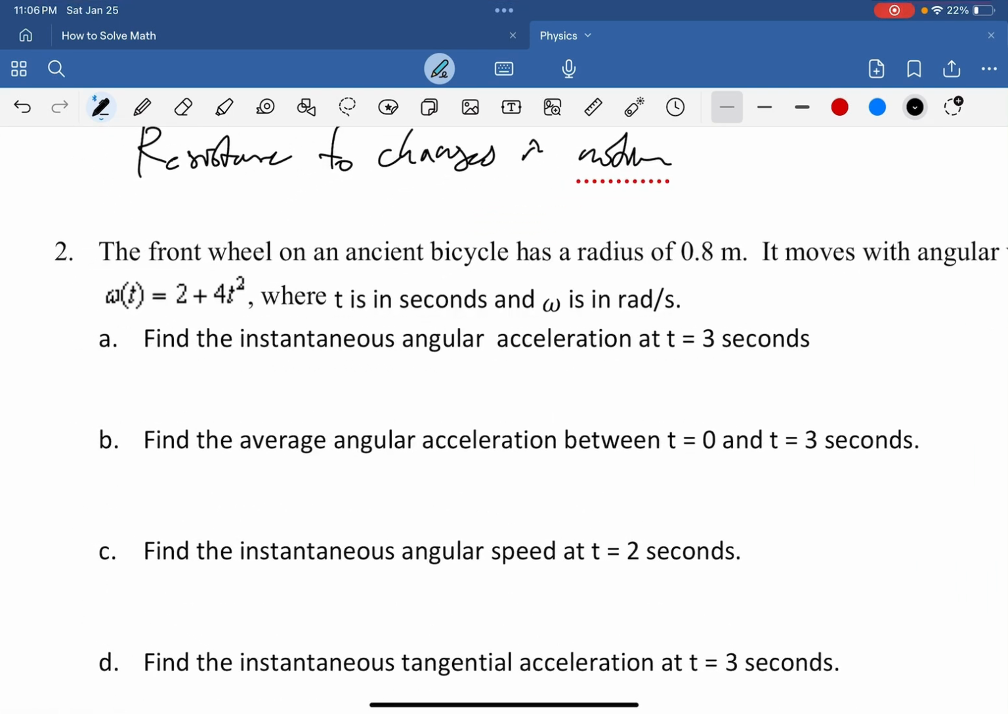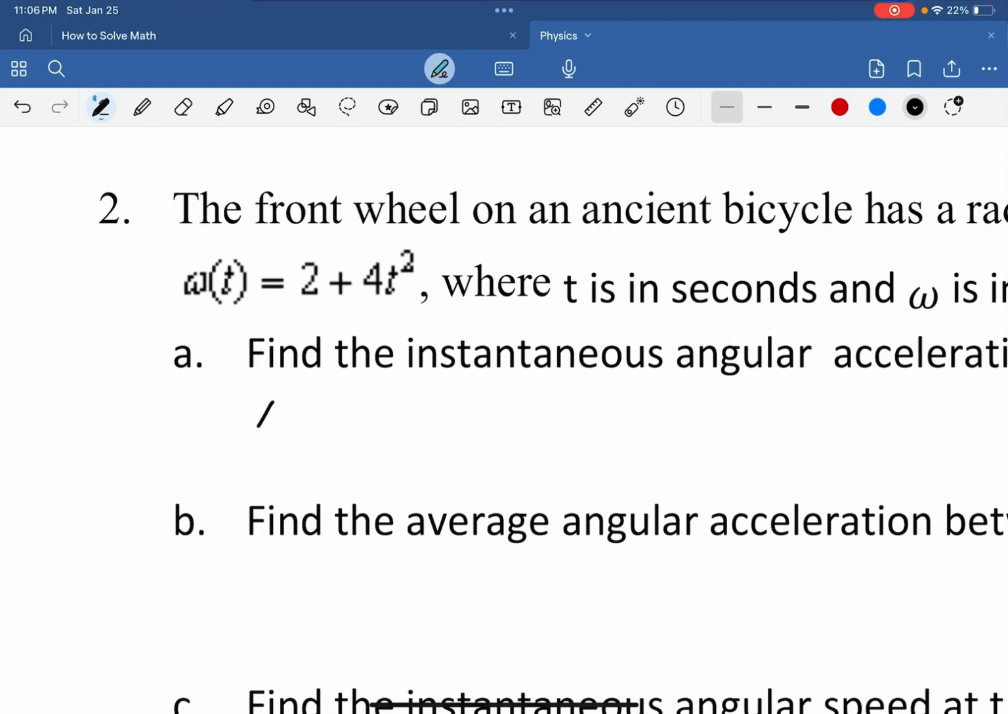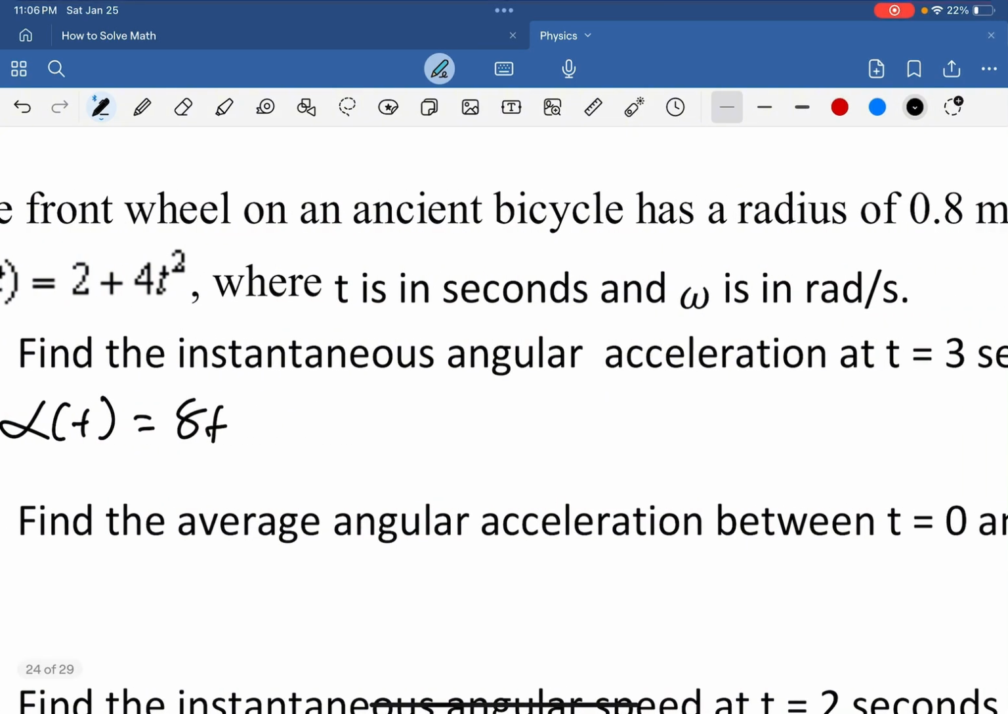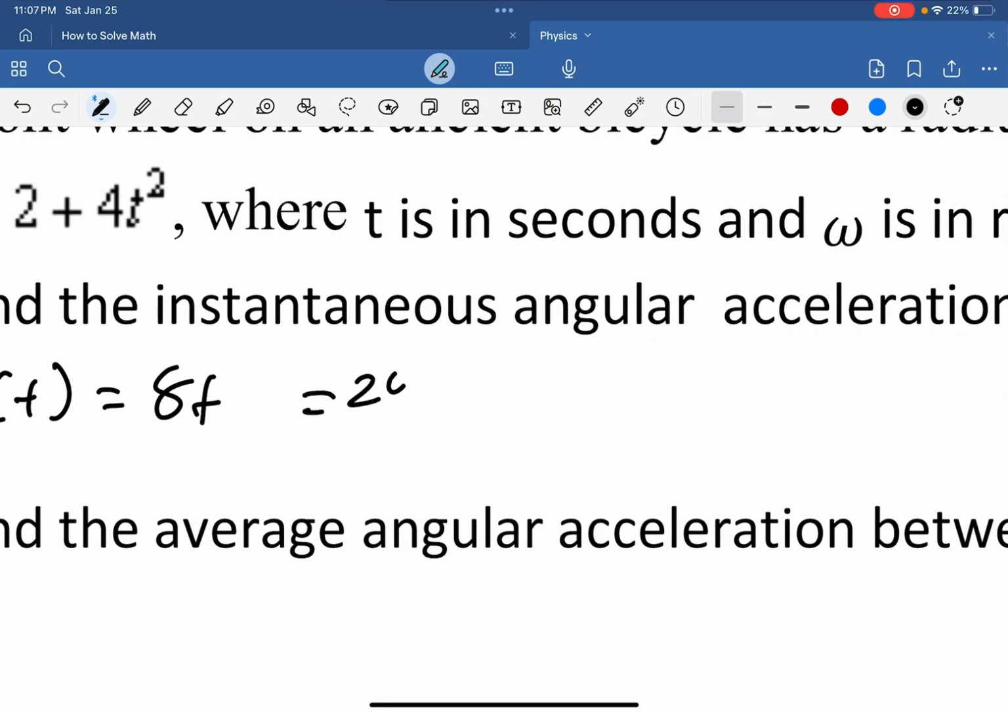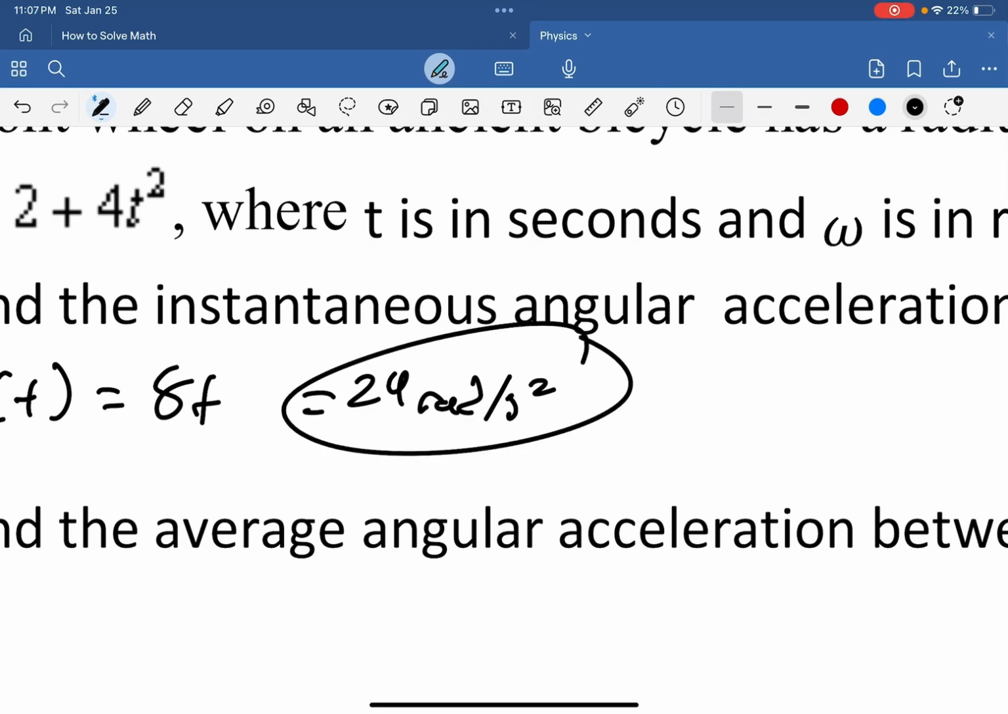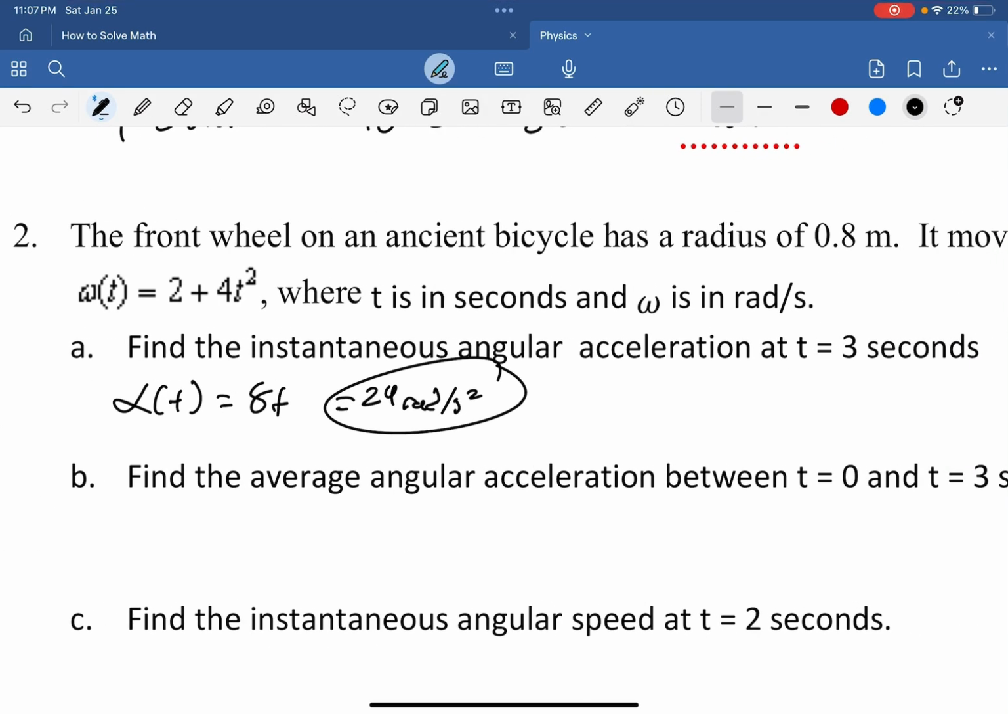Finding instantaneous angular acceleration at 3 seconds. So we know that instantaneous angular velocity is equal to 2 plus 4t squared. So that means that instantaneous angular acceleration is equal to 8t, which at 3 seconds is just going to be 24 radians per second squared. I'm assuming, because this has to be in radians per second, right? Yeah, radians per second.